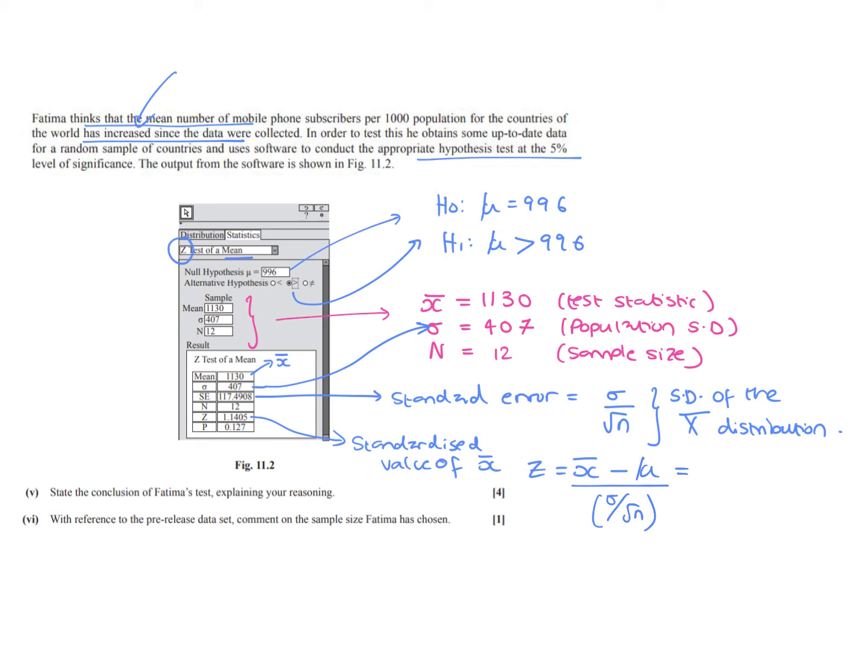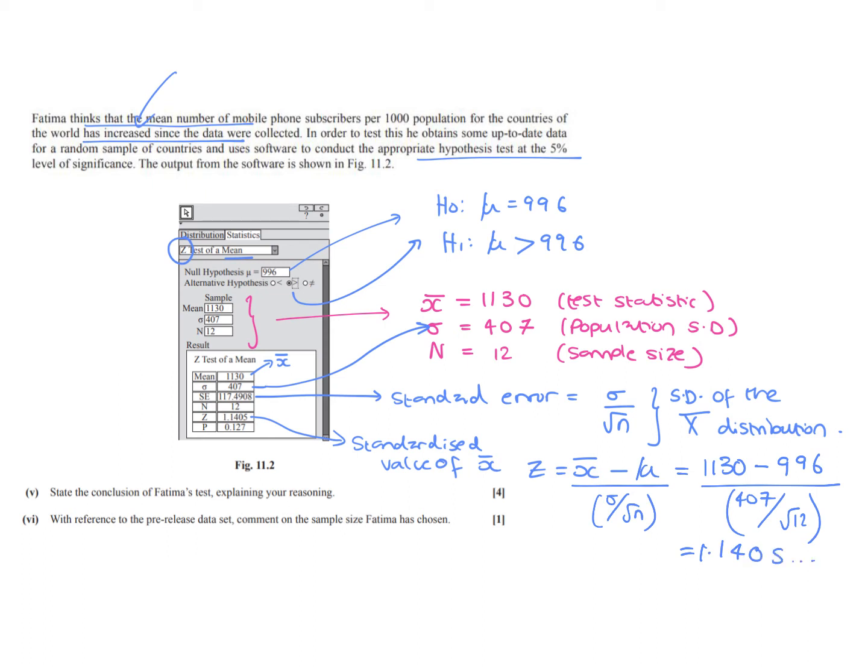So this value would have been calculated by taking 1,130, subtracting 996, and dividing by sigma 407 over root 12. So let's work out what that comes to ourselves, just to get a better understanding of what's going on here. Working all this out, this comes to 1.1405... So that's this z value here.